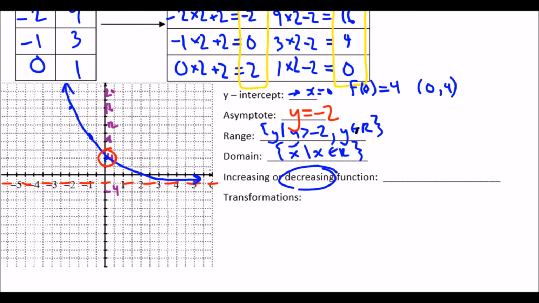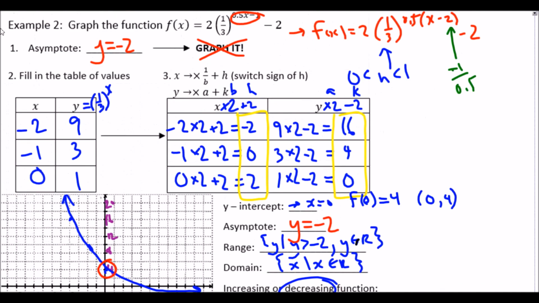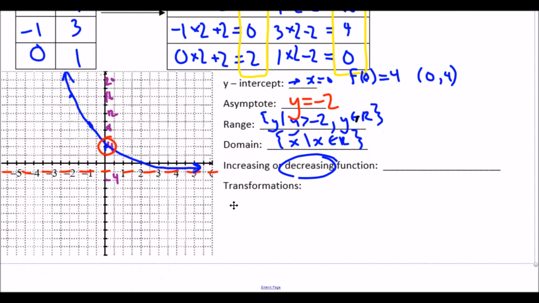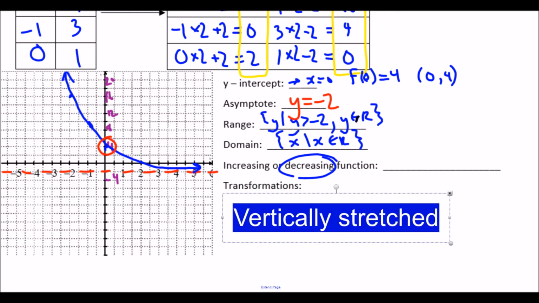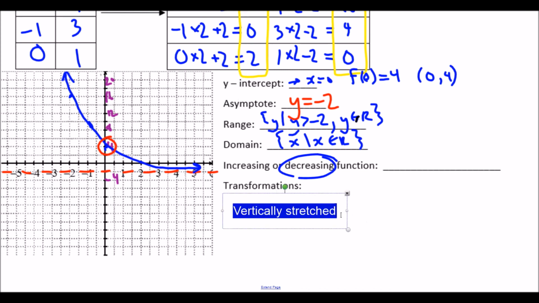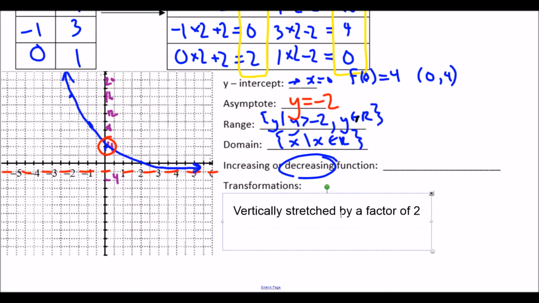And so just finally, transformations. I'm going to type it out again. If I look at the function, my a value is 2, so it's going to be vertically stretched by a factor of 2.